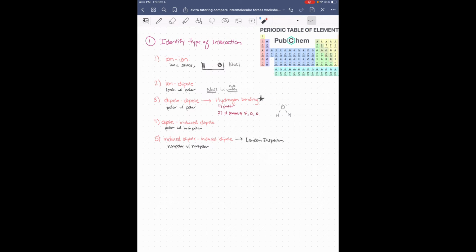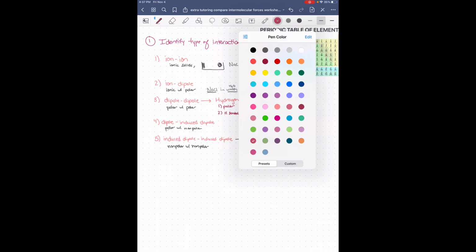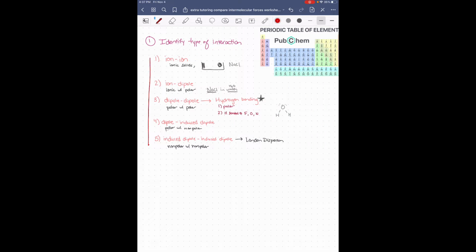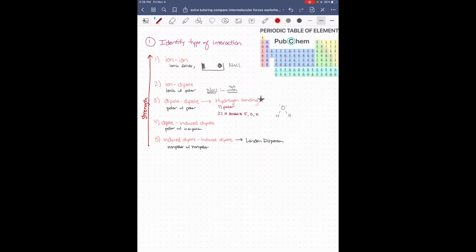So if you just had something in general where you're comparing an ionic solid to something polar to something nonpolar, ionic is going to be the strongest, then the polar, then the nonpolar, because the strength goes like this. Here I can also just write that. We have increasing strength.